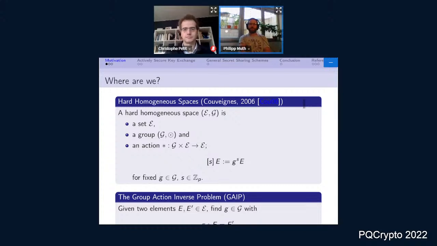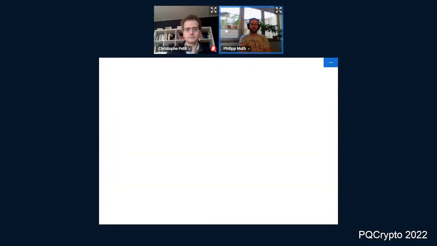We will be moving in the context of hard homogeneous spaces. Such a space consists of a set E and a group G, and an action asterisk that combines E and G to produce another element of the set E. We will use this bracket notation throughout this talk and also in our paper. We base the security of our protocols on the group action inverse problem. That is, given two elements E and E prime, the probability of providing a G that connects them both is negligible in an implied security parameter. This has an obvious continuation to the bracket notation.